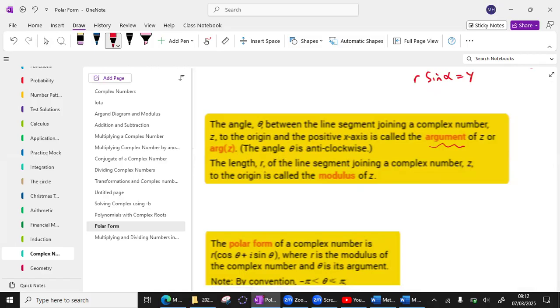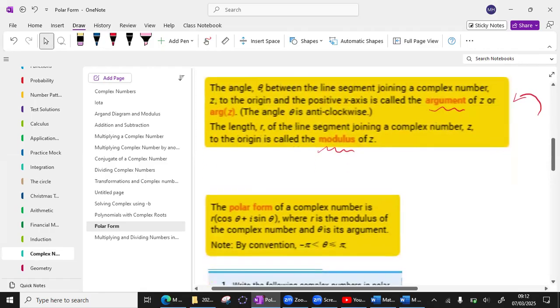The angle theta is anti-clockwise, so we're going anti-clockwise when we read that angle from the positive side of the x-axis. The length r of the line segment joining a complex number z to the origin is called the modulus. We knew that already, so we'll continue to use the modulus the way we have before. The polar form of the complex number is r(cos theta + i sin theta), where r is the modulus of the complex number and theta is the argument.